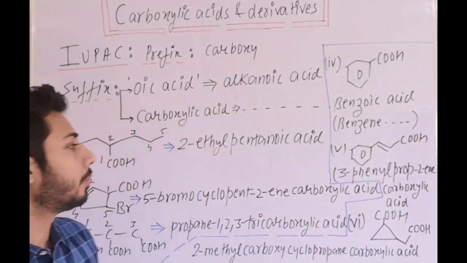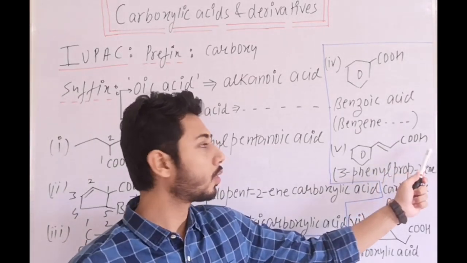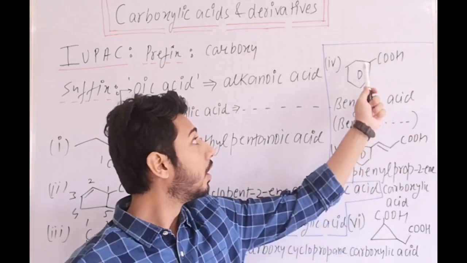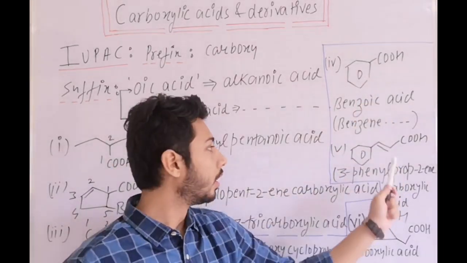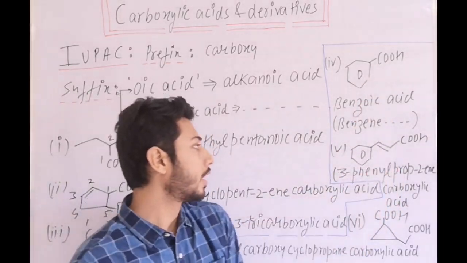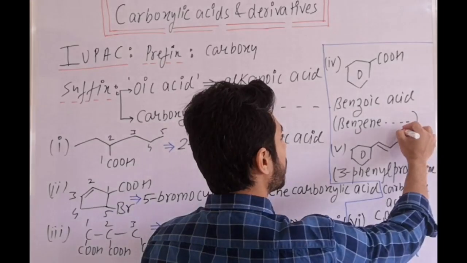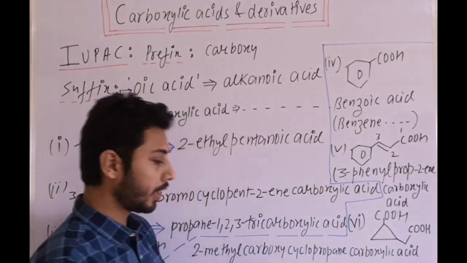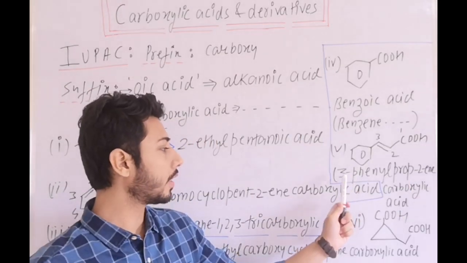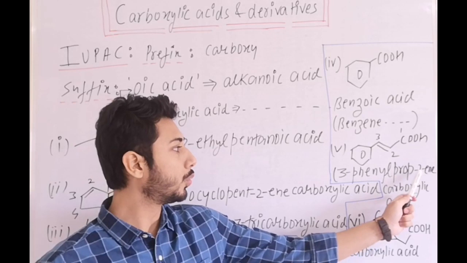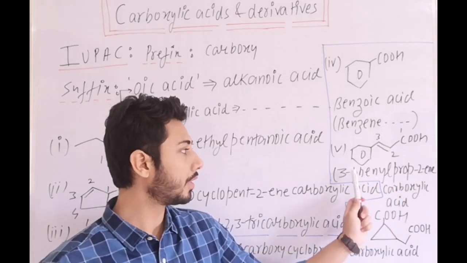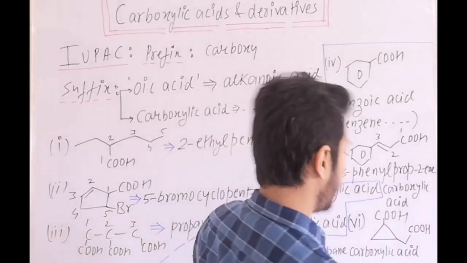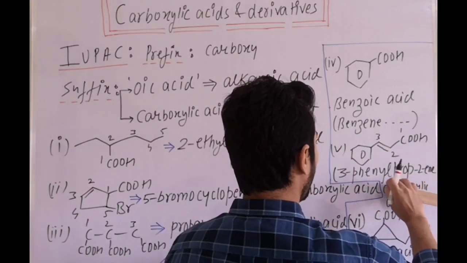In example number 5, the carboxylic group is attached to a side chain, that's why it is an aliphatic carboxylic acid. The previous one was aromatic. Now in this case, numbering will start from the carboxylic carbon which is in the side chain or open chain structure. 1, 2, 3. On the third carbon there is a substituent, which is the phenyl ring. 3 phenyl prop 2 ene, at the second position a double bond. 3 phenyl prop 2 ene, then it is propanoic acid.